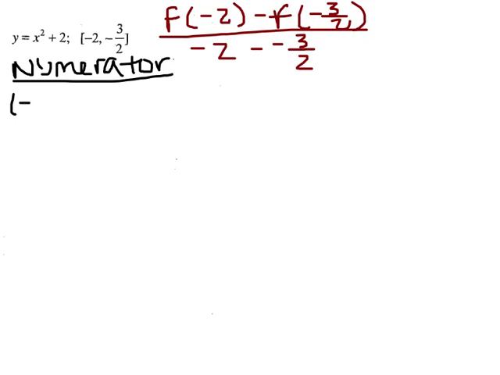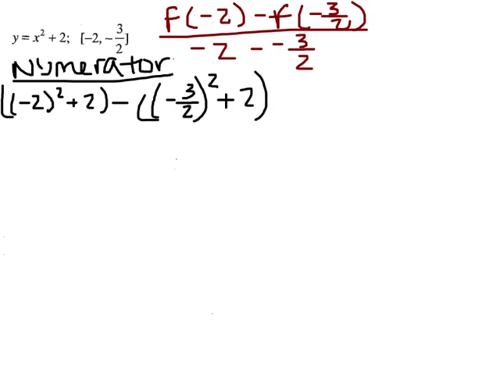we're going to have negative 2 squared plus 2, that's our f of negative 2, minus negative 3 over 2 squared plus 2, and that's going to be my f of negative 3 halves. So let's go ahead and solve that out. Negative 2 squared is 4 plus 2, minus negative 3 over 2 squared will be 9 over 4 plus 2.